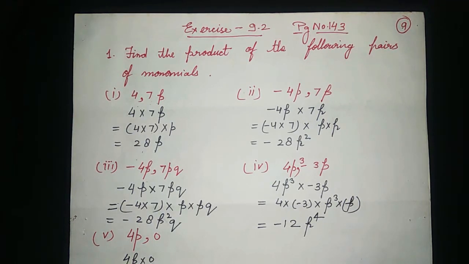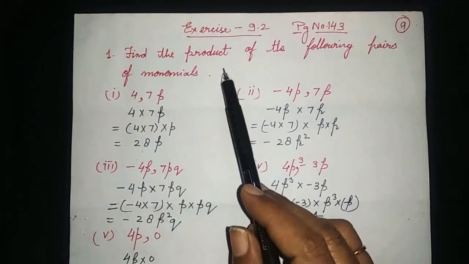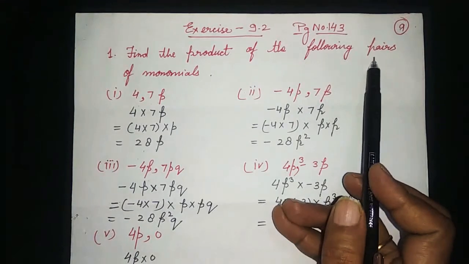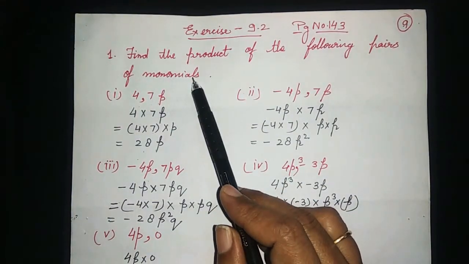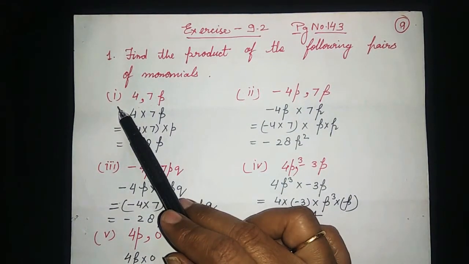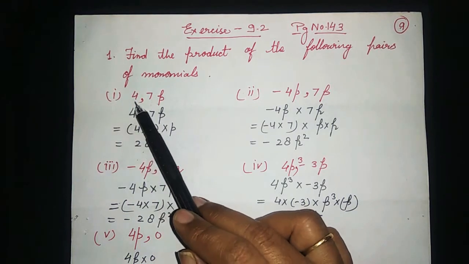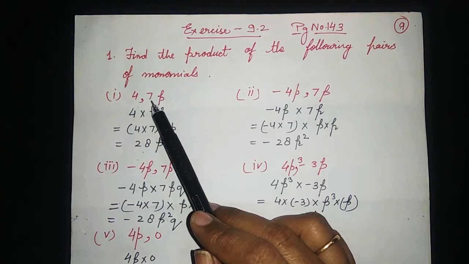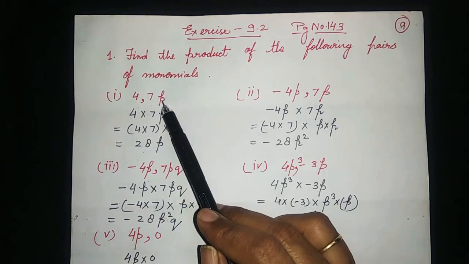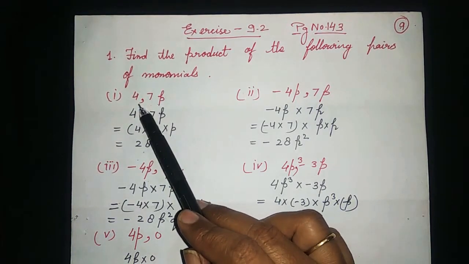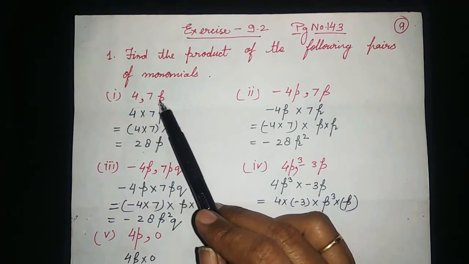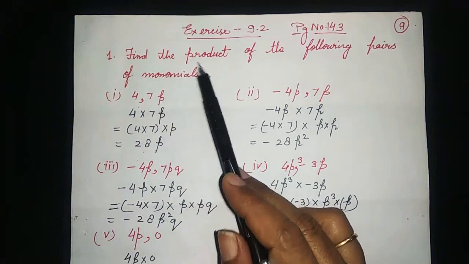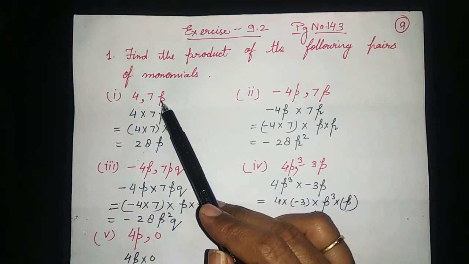Now, see the first question of this exercise. Find the product of the following pairs of monomials. Here you see the first part. In the first part, you can see two monomials. The first one is 4 and the second one is 7p. Here we have to multiply them and find the product of the pair of monomials.